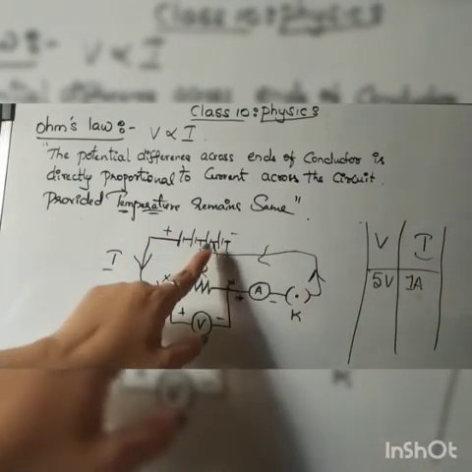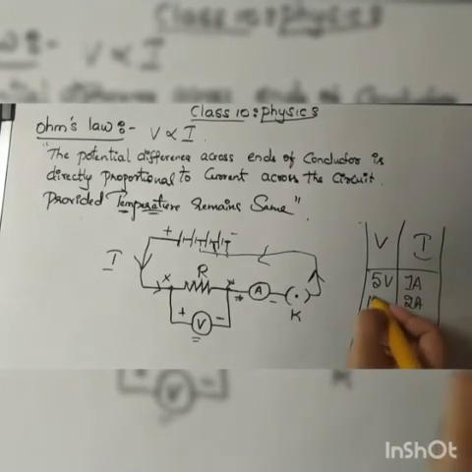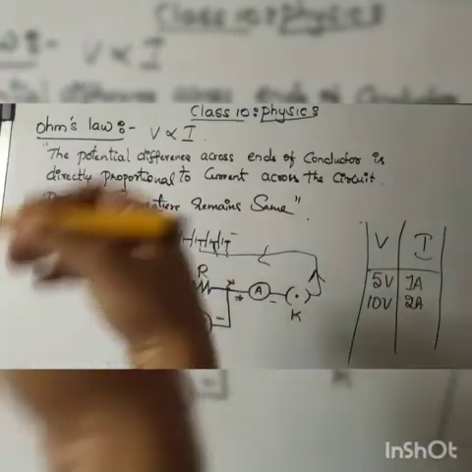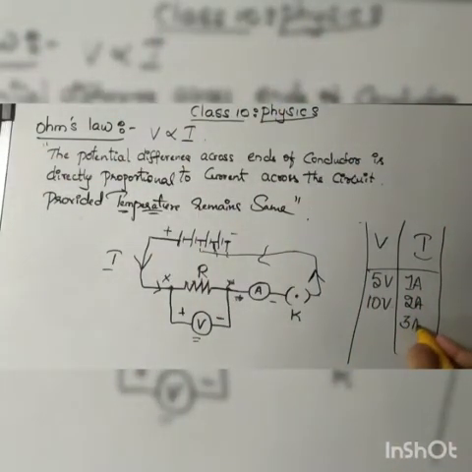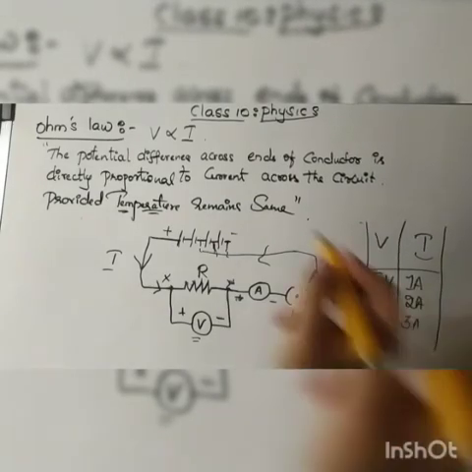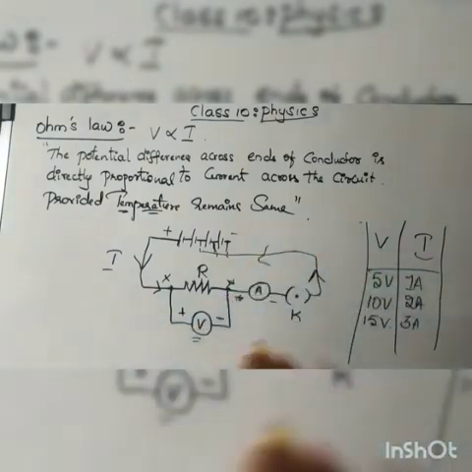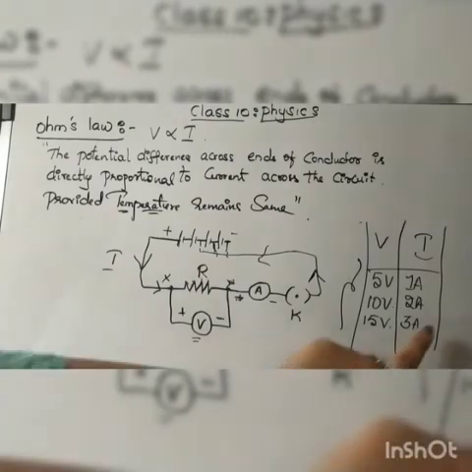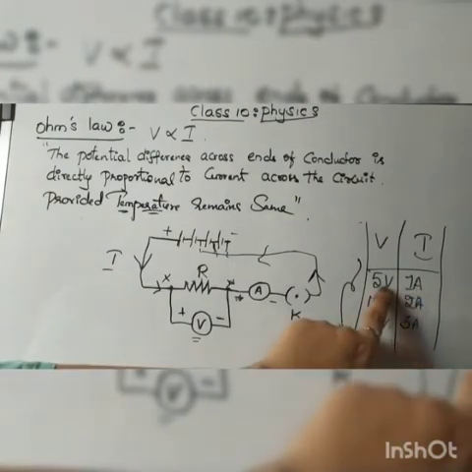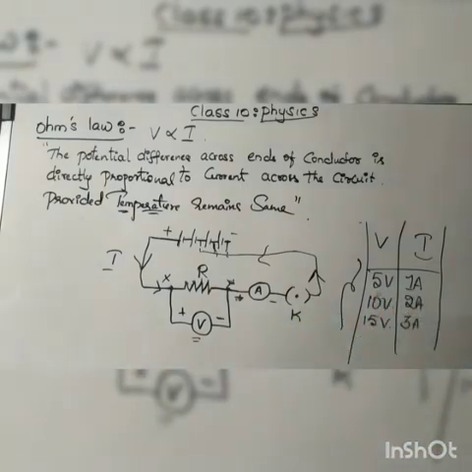Then if I again increase the cells, the next reading would be 2 ampere, and the voltage will be 10 volt. This is just an example. Similarly, the ammeter reading will be 3 ampere and the voltmeter reading will be 15 volt. By seeing this, you can observe that when the current is increasing, the potential difference across it is also increasing. Both are increasing together.